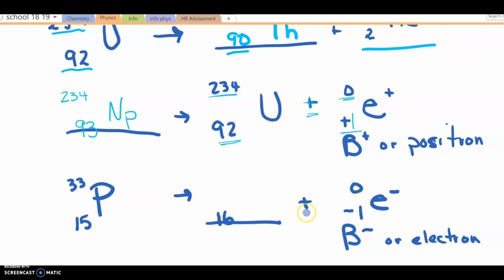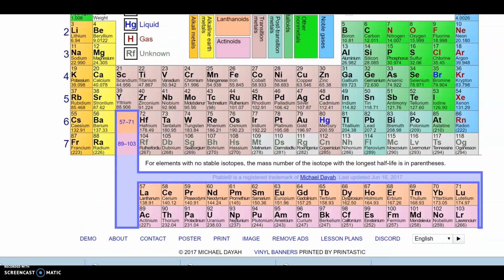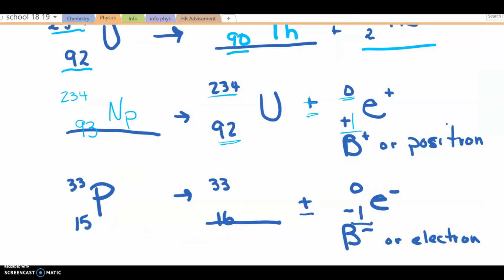16 plus -1 is 15. 0 plus what equals 33? Well, that would be 33. Going back to our periodic table, what is 16? That would be sulfur. So we know that there's an S.